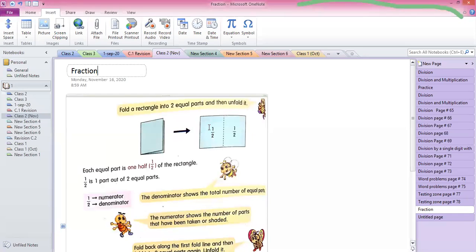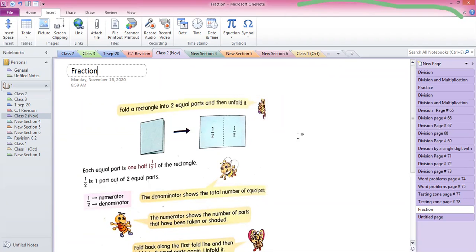So I will say this is 1 over 2. This is one part out of two parts. Like how many total parts are there? There are two parts. And how many part is this? This is one. So I will say this is one part out of two parts, or I can say this is the half part. Right? Look here. 1 over 2 is one part out of two equal parts.